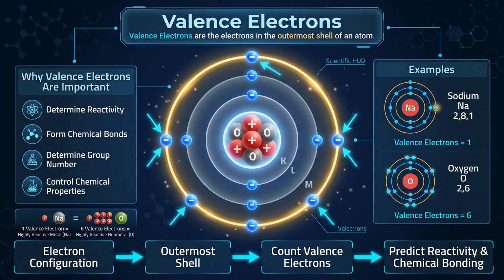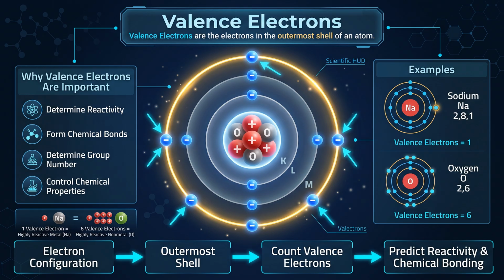This similarity in valence electrons explains why elements in the same group behave similarly. Lithium, sodium, and potassium all react vigorously with water because each has 1 valence electron. Fluorine, chlorine, bromine, and iodine all readily gain 1 electron because each has 7 valence electrons. Therefore, understanding valence electrons allows chemists to predict the chemical behavior of elements even before performing experiments.